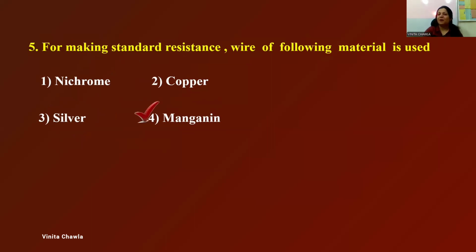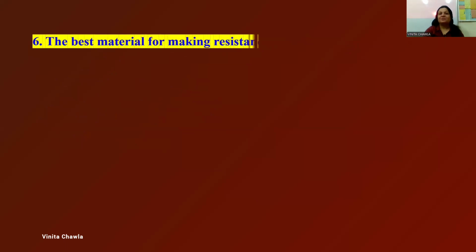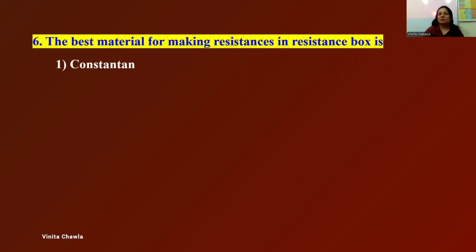It's manganese. The best material for making resistance in a resistance box is: constantan, iron, silver, brass. It's constantan or manganese.